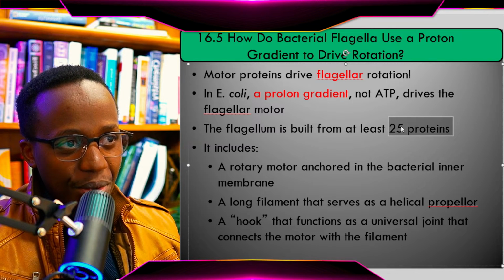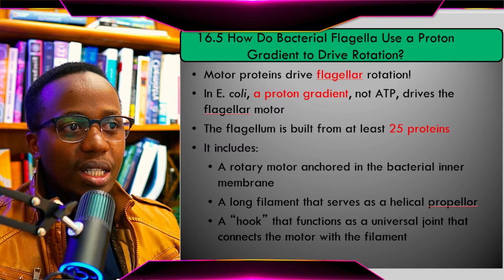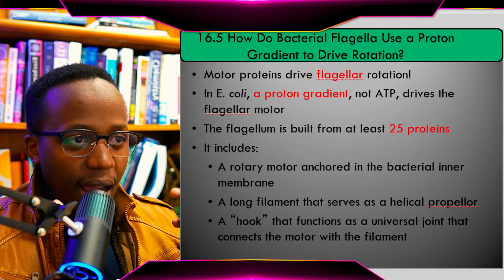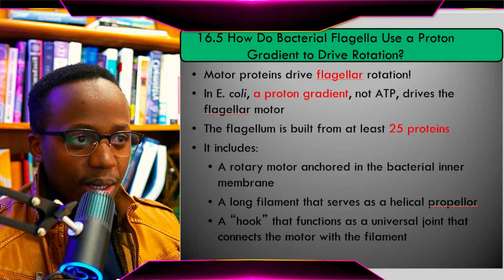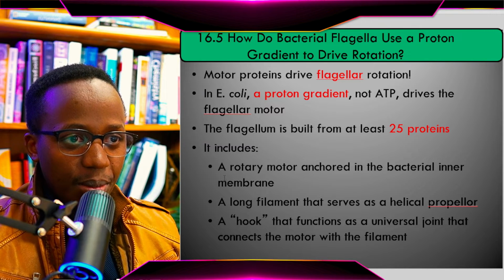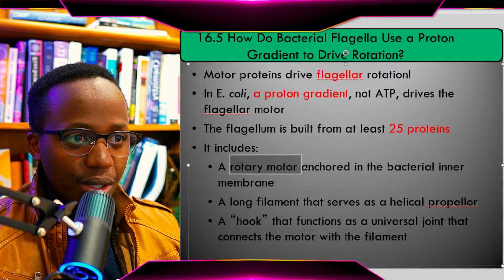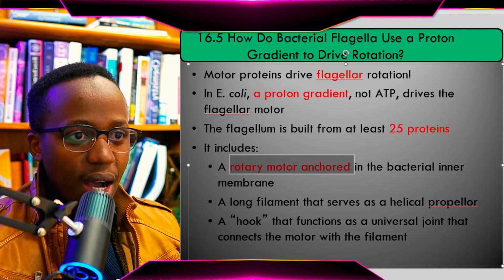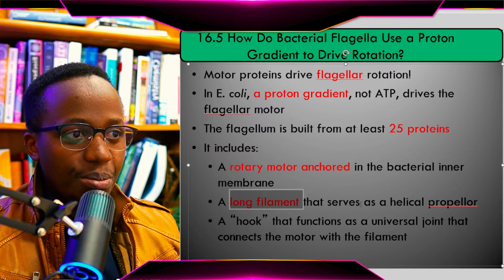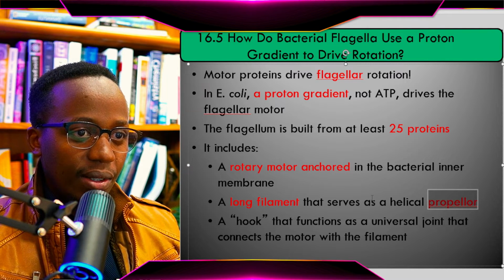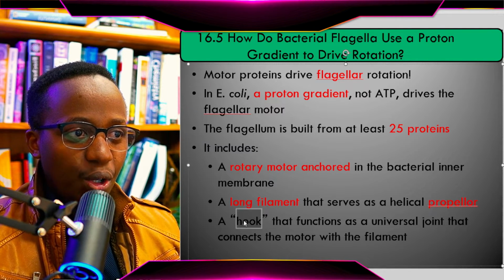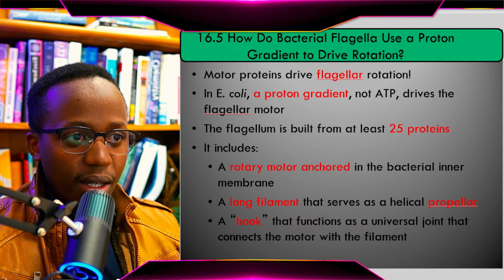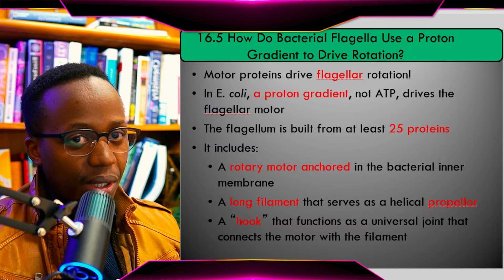At least 25 proteins, and it's not just 25 proteins. It's 25 proteins, but some of them have dimers and trimers and tetramers. So it's a lot of them. So you have a rotary motor anchored in the inner bacterial membrane. You have a long filament that serves as a propeller because, of course, it's a flagella, and then you have a hook that acts as a universal joint that connects the motor with the filament.